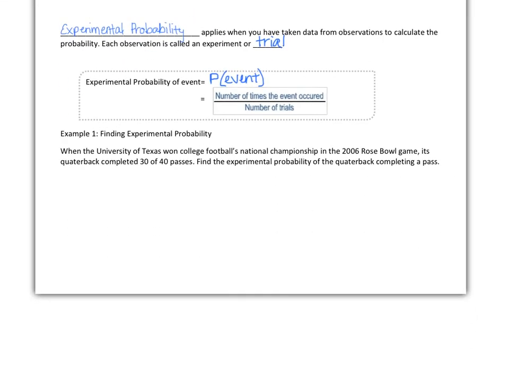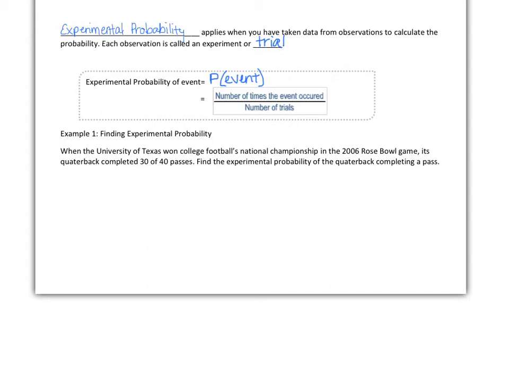Let's do this example. All right, when the University of Texas won the college football's national championship in the 2006 Rose Bowl game, does anybody remember that? Y'all weren't very old. Its quarterback, anybody remember who that was? Completed 30 of 40 passes. Find the experimental probability of the quarterback completing a pass. Okay, so remember, it's experimental probability. We take numbers from things that have already happened and we create the probability out of that.